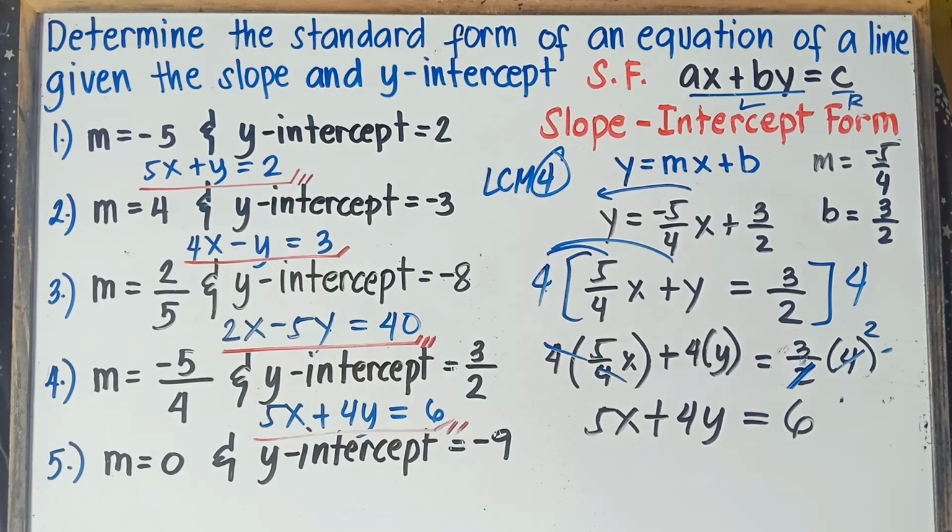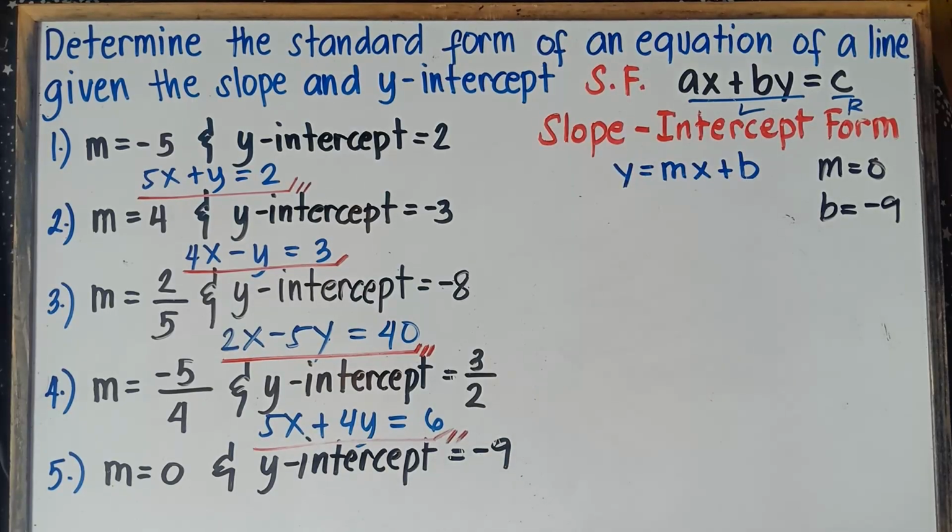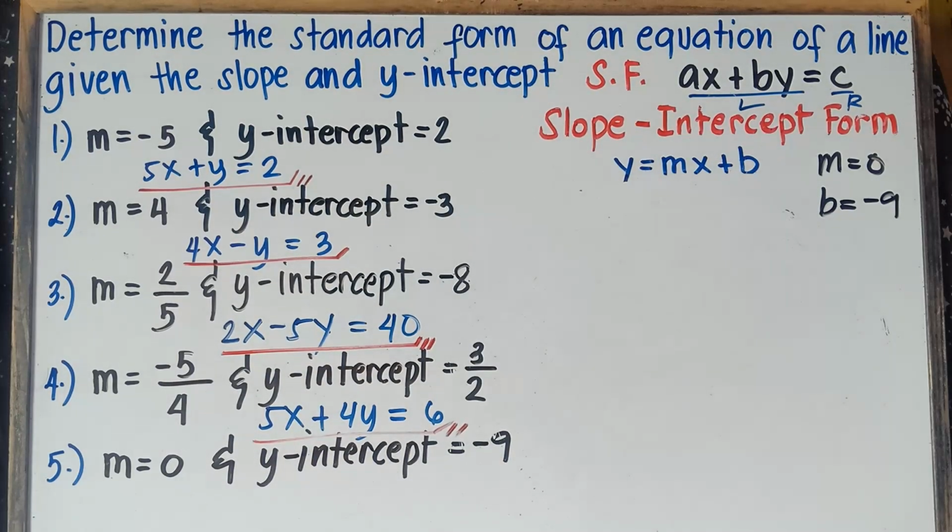Alright, let's have our last example, class. Example number 5. What if the value of m is equal to 0? The slope, class, is 0. So how will you find the equation? Alright, let's do that. Example number 5. Last example, class.